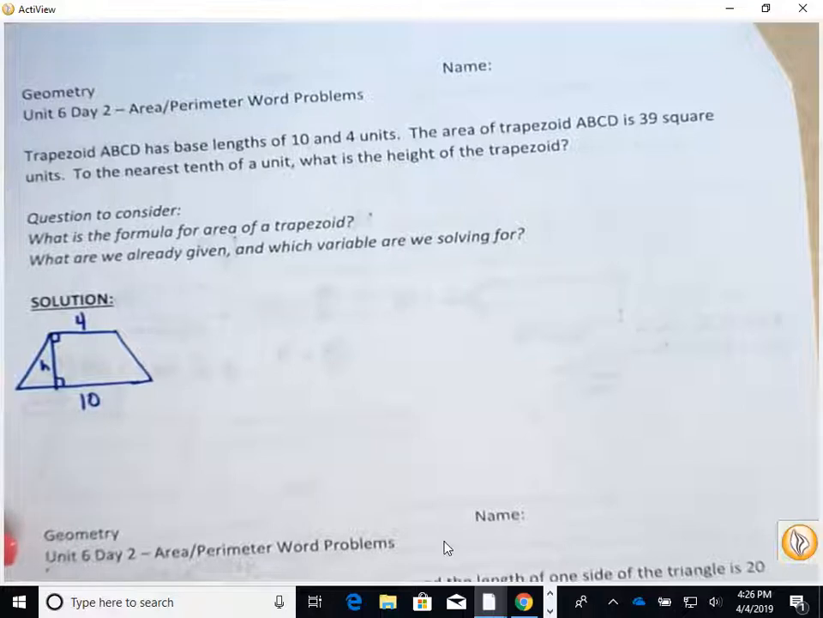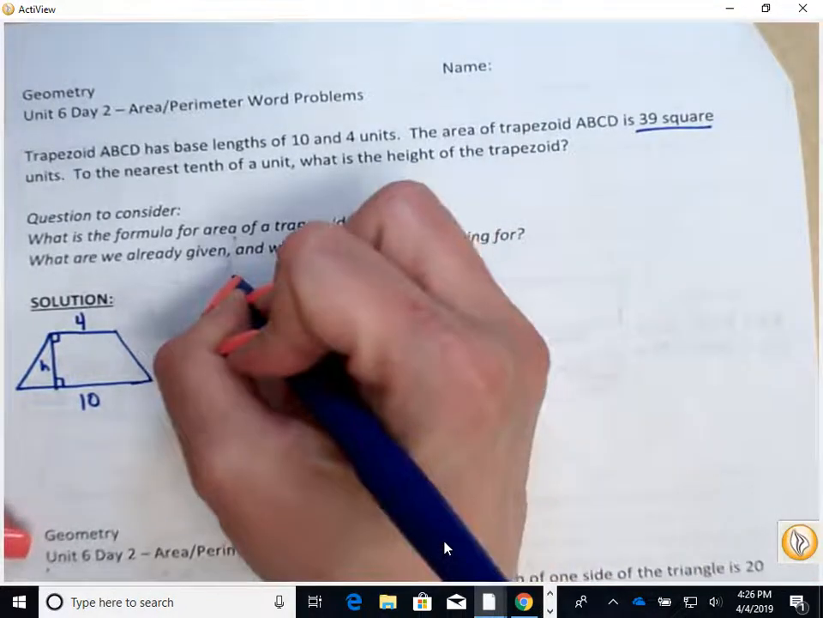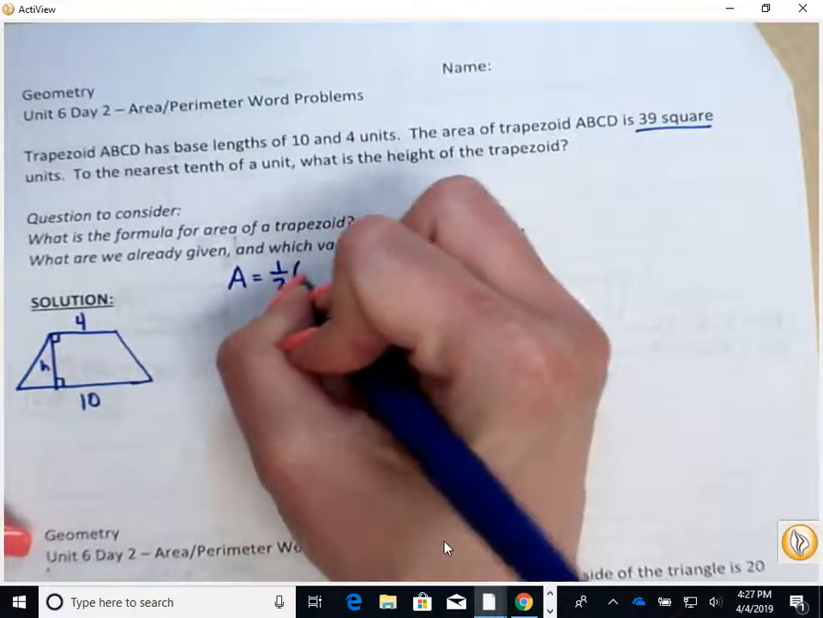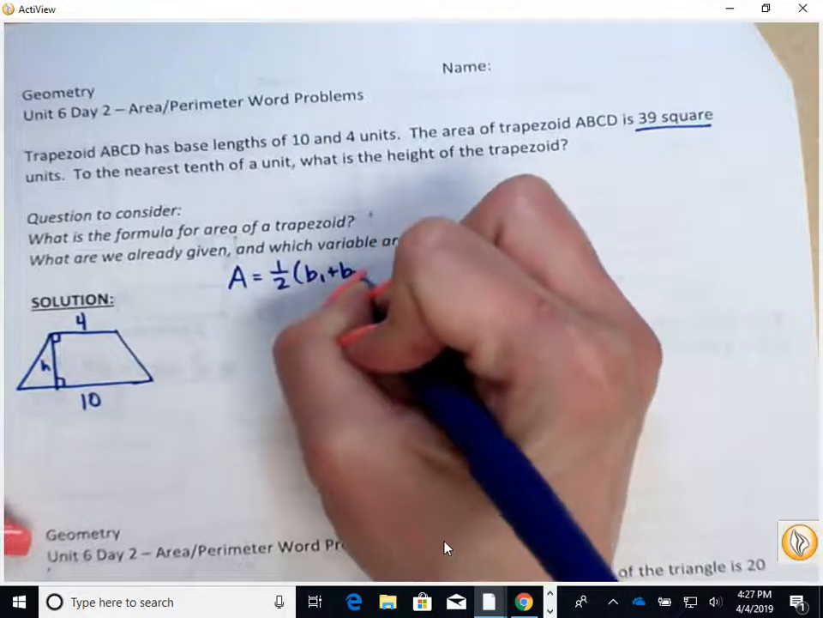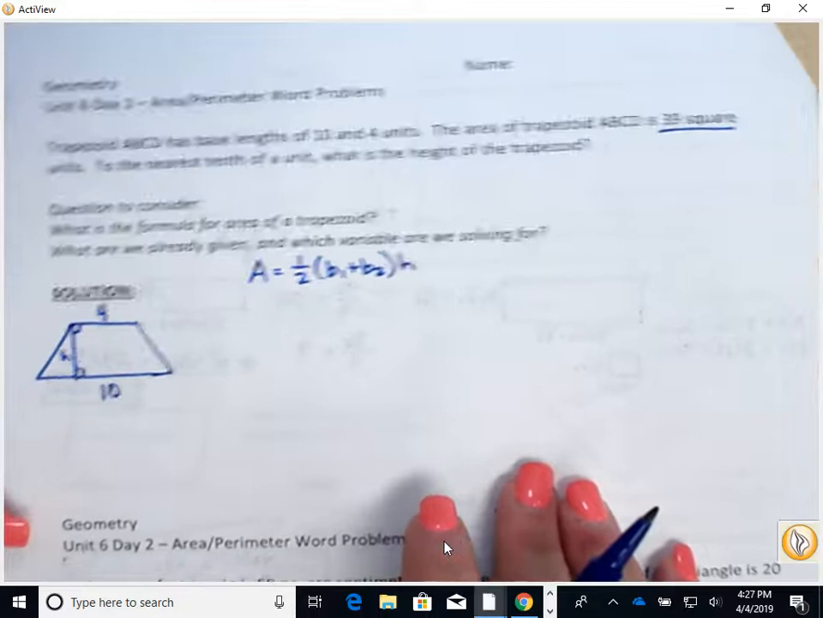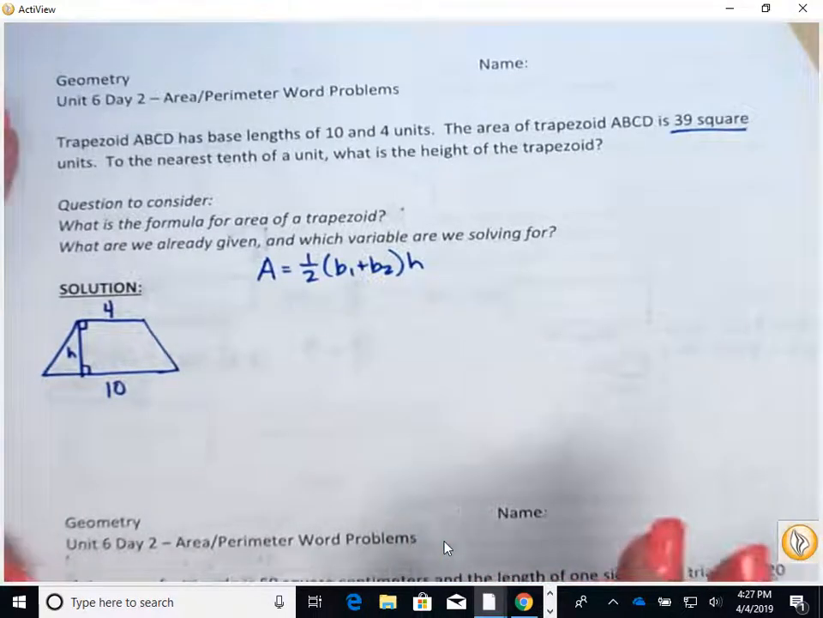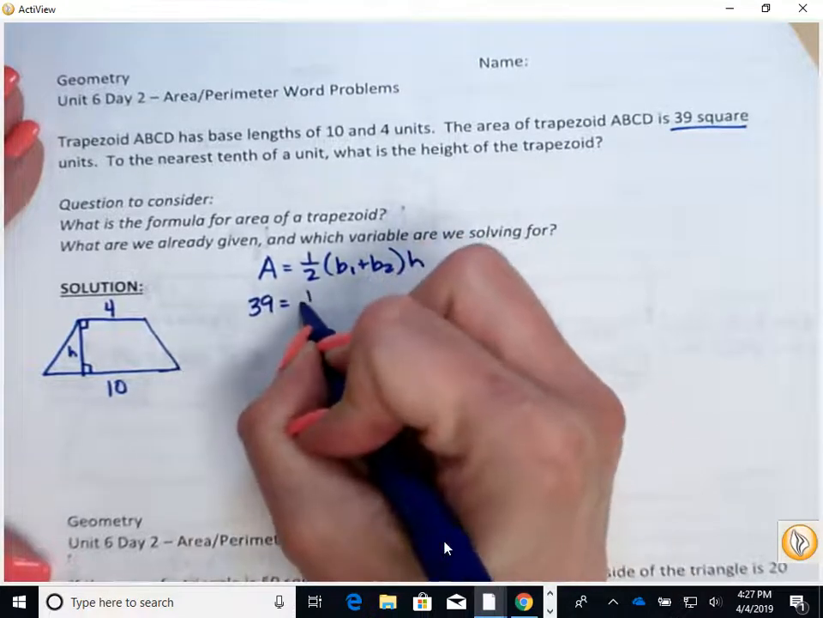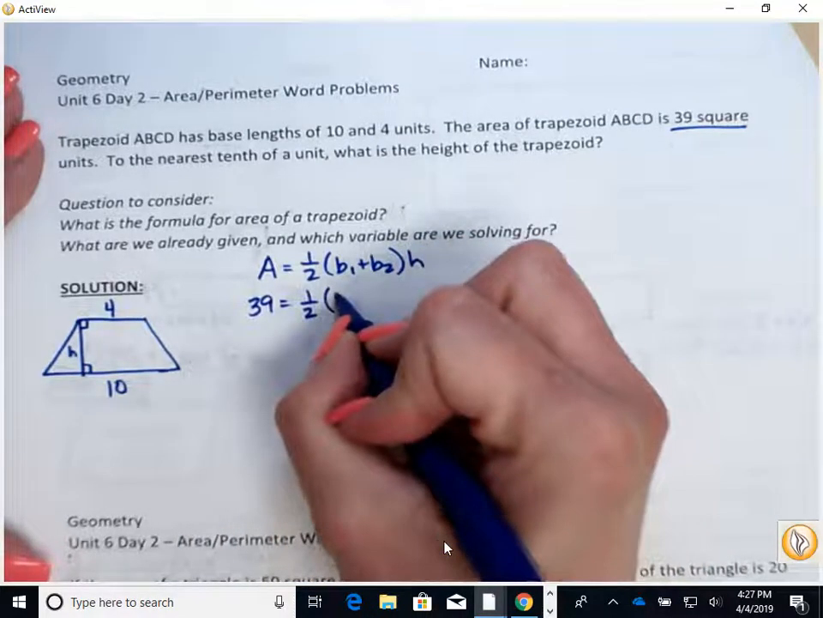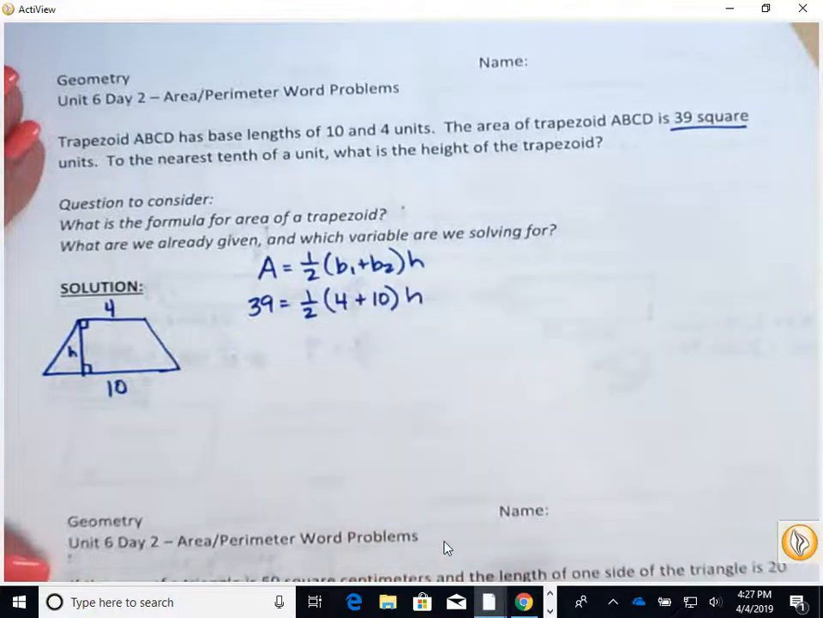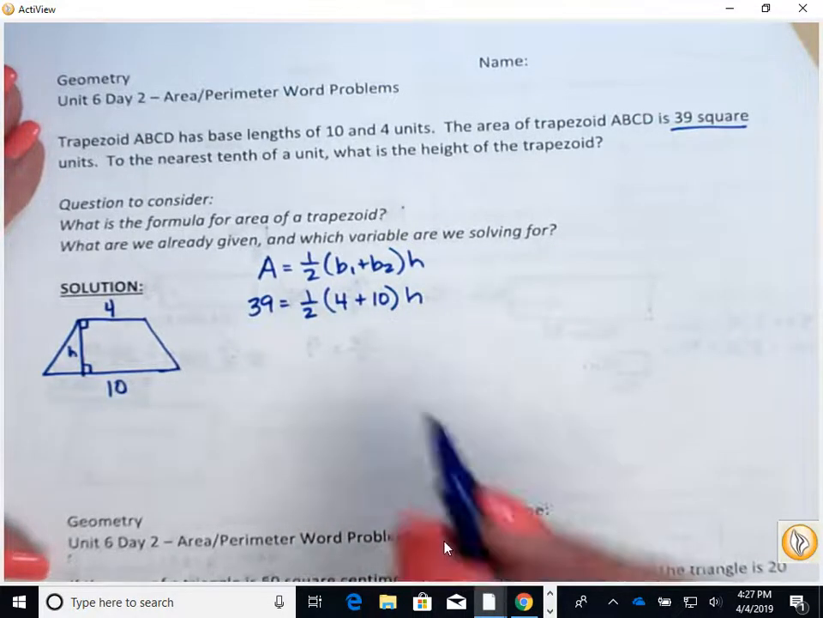They tell me that the area of the trapezoid is 39 square units. So I know I'm going to be using the area formula for a trapezoid, which is area equals 1/2 times base 1 plus base 2 times the height. Plug in what we know. We know the area is 39, so we replace the A with 39. We know the bases are 4 and 10, so put those in for the two bases. And what we're trying to find is the height. So we just got to solve for that variable.